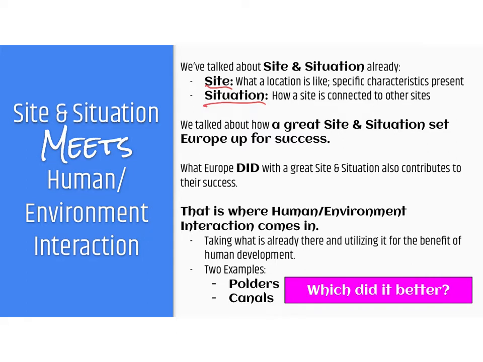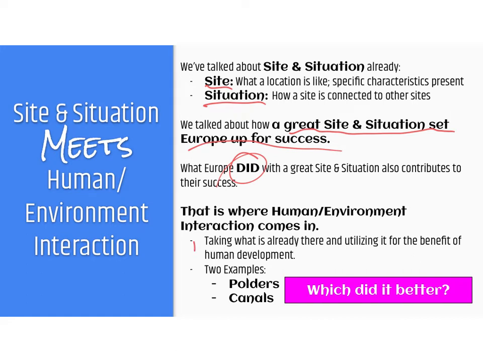We talked specifically about how a great site and situation has set Europe up for success. We talked about the levels of development Europe is experiencing, how quickly they developed, industrialized, and modernized, and a lot of that comes back to having a great site and situation initially. But there's more to it as well, right? That's just the initial setup. What Europe did with that great site and situation also contributes to their success. And that's where this human-environment interaction piece comes in.